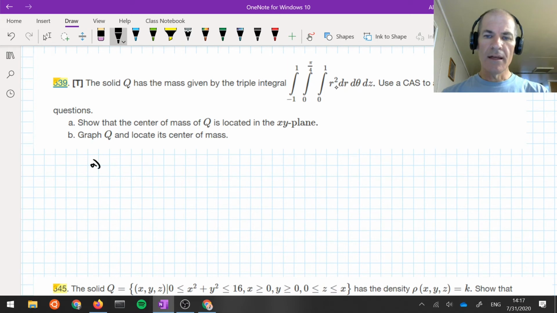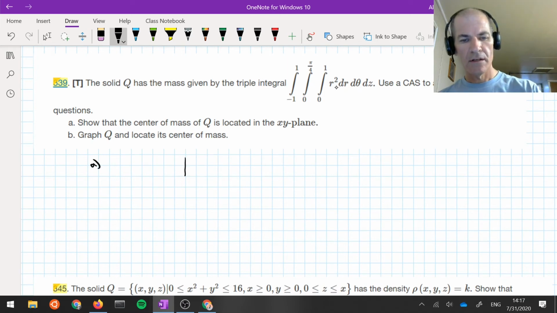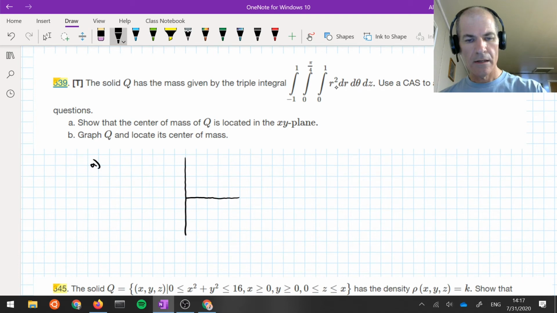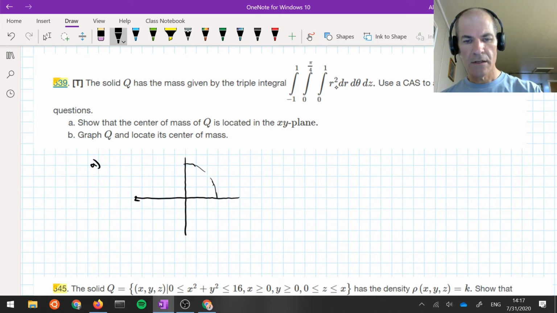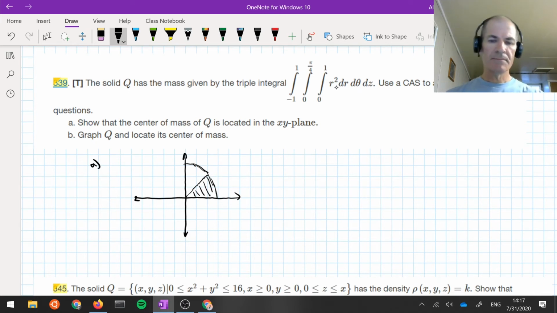In r and theta, if we focus on just the xy plane, we see r going out from 0 to 1, and we see theta going from 0 to pi over 4. So we're kind of looking at something like this. Let me sketch just part of a unit circle in here. And then theta is only going from 0 to pi over 4. So what we're really looking at in the xy plane is this little piece of pizza.